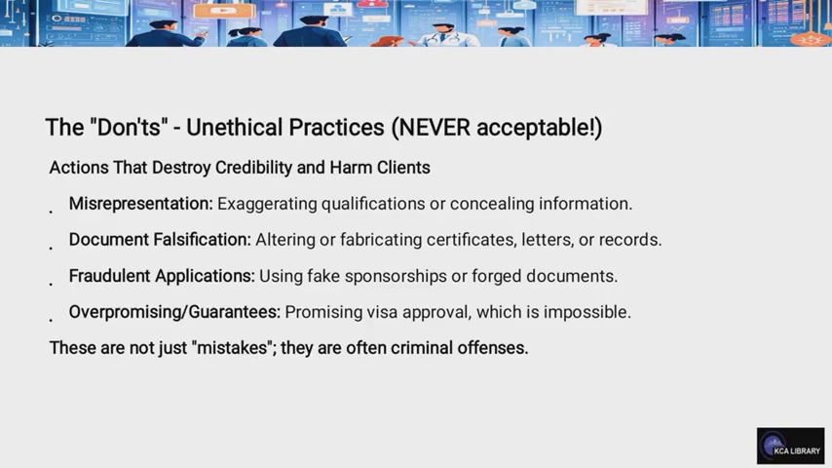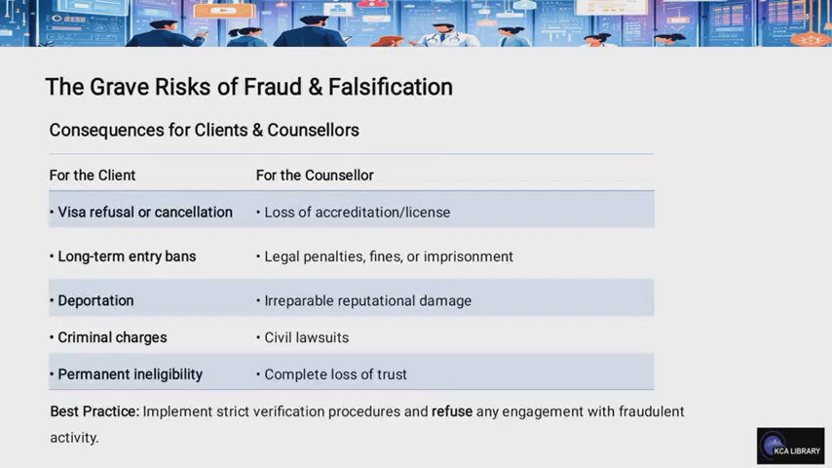And we talk about misrepresentation. This is actually exaggerating qualification or concealing information. Another thing is document falsification. You need to be careful of that. They're like altering or fabricating certificates, letters, or records. Another thing is fraudulent applications, that is using fake sponsorship or forged documents. And lastly is overpromising or guarantees, promising visa approval, which is impossible. You need to be very careful about that. It is not ethically okay. And these are not just mistakes, they are often criminal offenses that you may have to pay for.